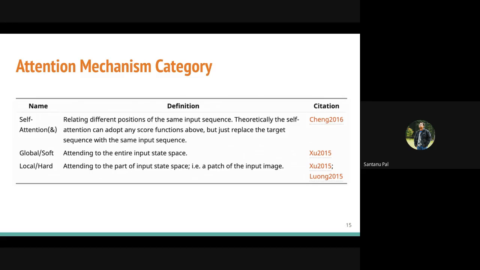So now let's proceed to attention mechanism categories. There are actually four categories: self attention and cross attention, global attention and local attention, and hard attention and soft attention. Till now we have learned global and soft attention, which are very similar to what we have discussed. Now we will discuss local or hard attention, and self attention and cross attention.